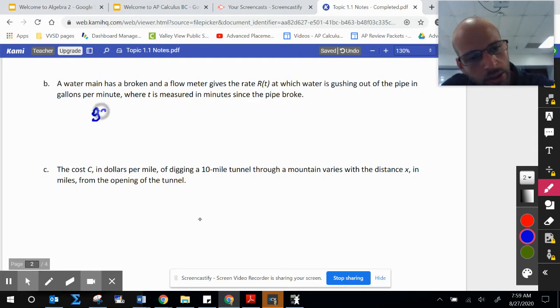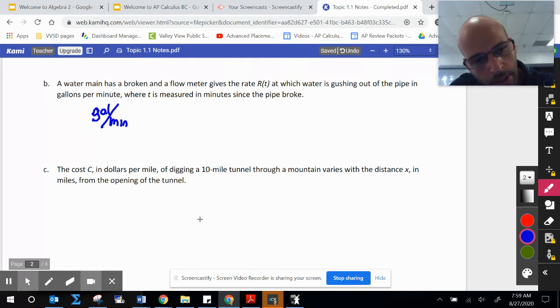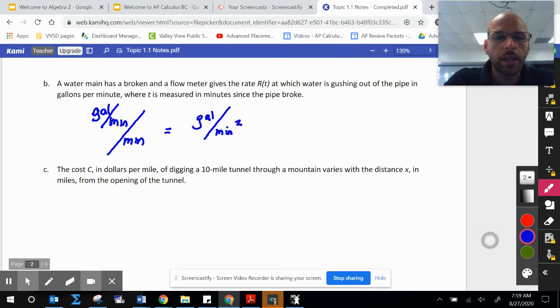Okay, so the output is gallons per minute. And I need to still divide that by the unit of the input. So if the output is gallons per minute and the input is in minutes, a better way to write that is gallons per minute squared. Okay, that would be my unit.